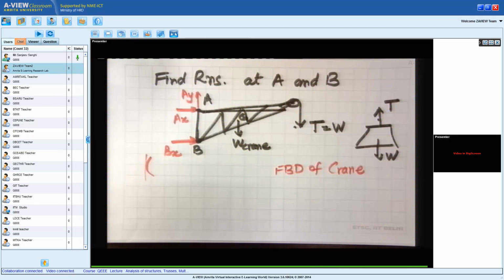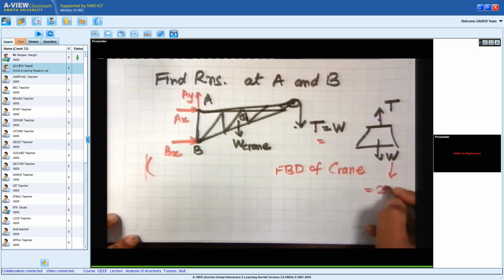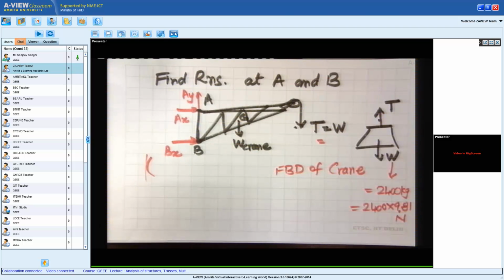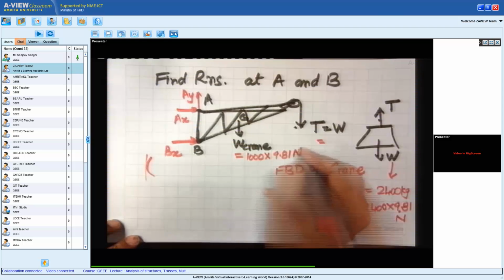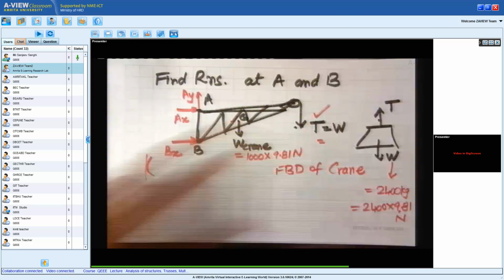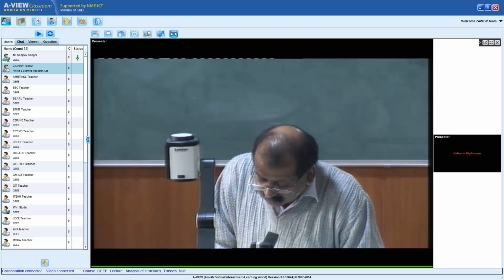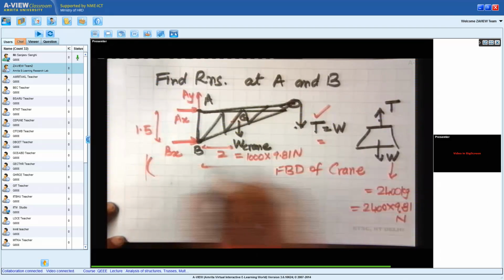Now let's count how many unknowns we have. This weight W is the weight due to 2400 kg. So in newtons it will become 2400 times g, which is 9.81 newtons. The weight of the crane is 1000 kg, so this will be 1000 times 9.81 newtons. So this force is known, this force is known. We are left with 3 unknowns and 3 equations, so we will be able to solve this problem. This distance is 1.5, this distance is 2, and this total distance was 4.